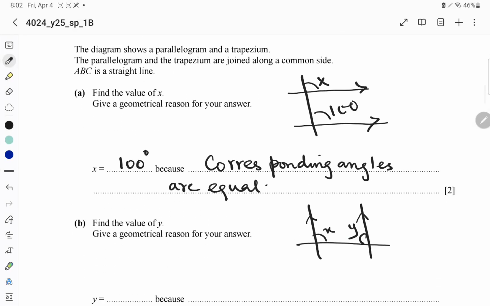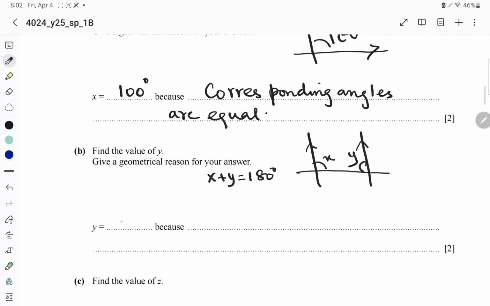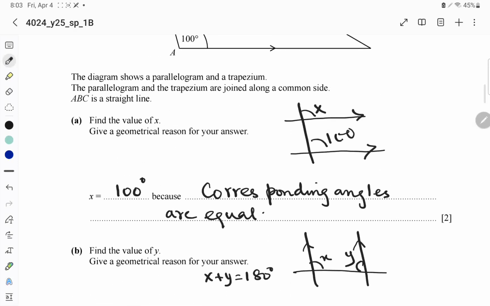And it is y. X and y together make 180 degrees. As x is 100, so y will be equal to 80. So y is equal to 80 because the co-interior angles sum up to 180 degrees. Okay, all right.